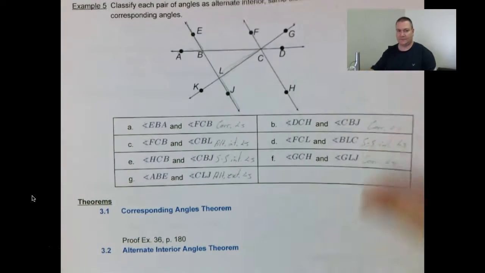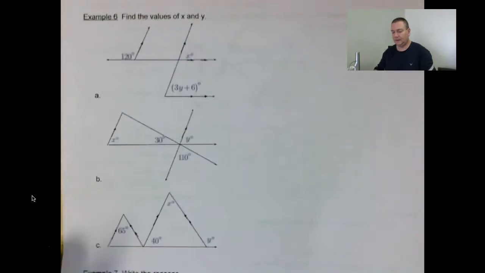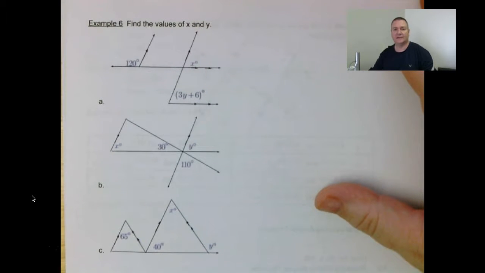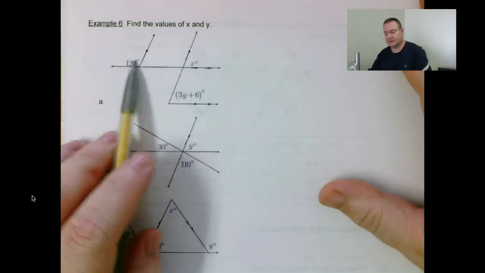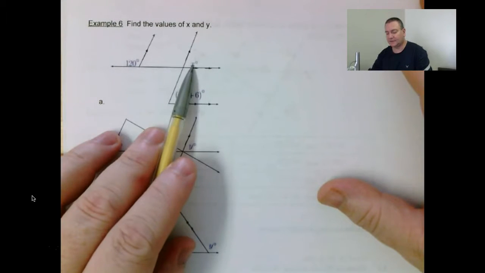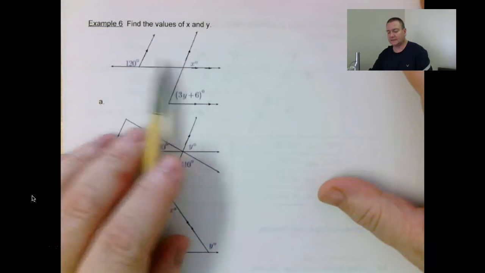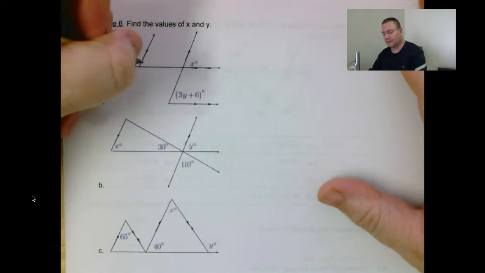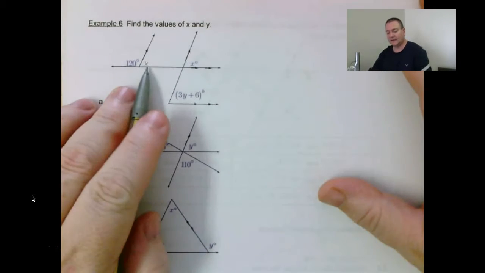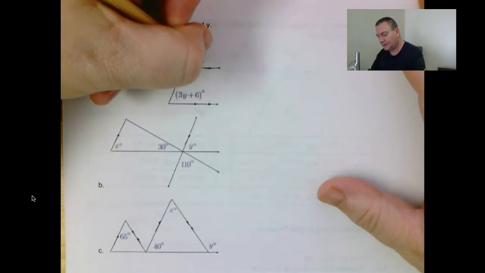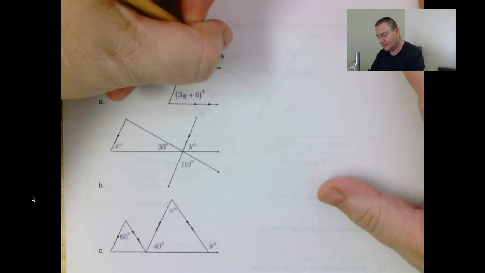That was example 5. Example 6. Find the values of x and y. So let's take a look at the value of x first. These lines here are parallel. X is corresponding to this angle here. This angle here forms a linear pair with the 120. So this must be 60 degrees.